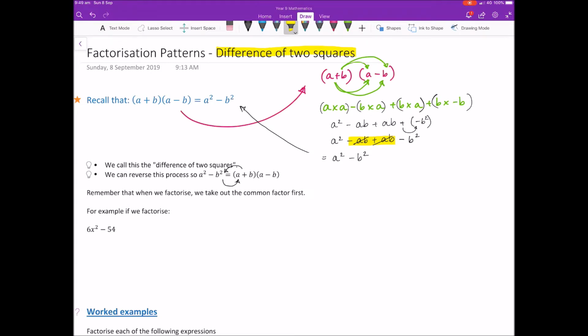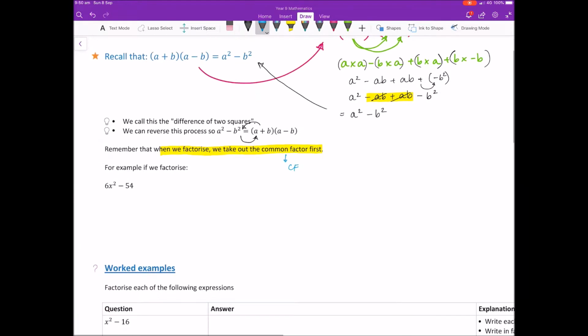Also, remember that when we factorize, we take out the common factor first. That's really important for some questions. It may not be applicable to all, but always check to see whether or not you can identify a common factor. And just in case I write down common factor in the future, I will be using CF.